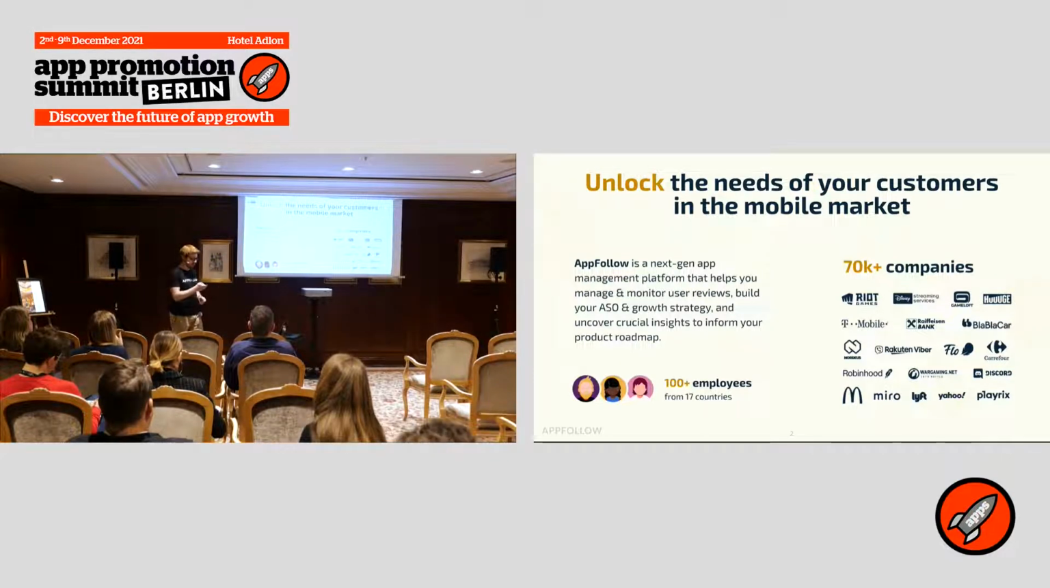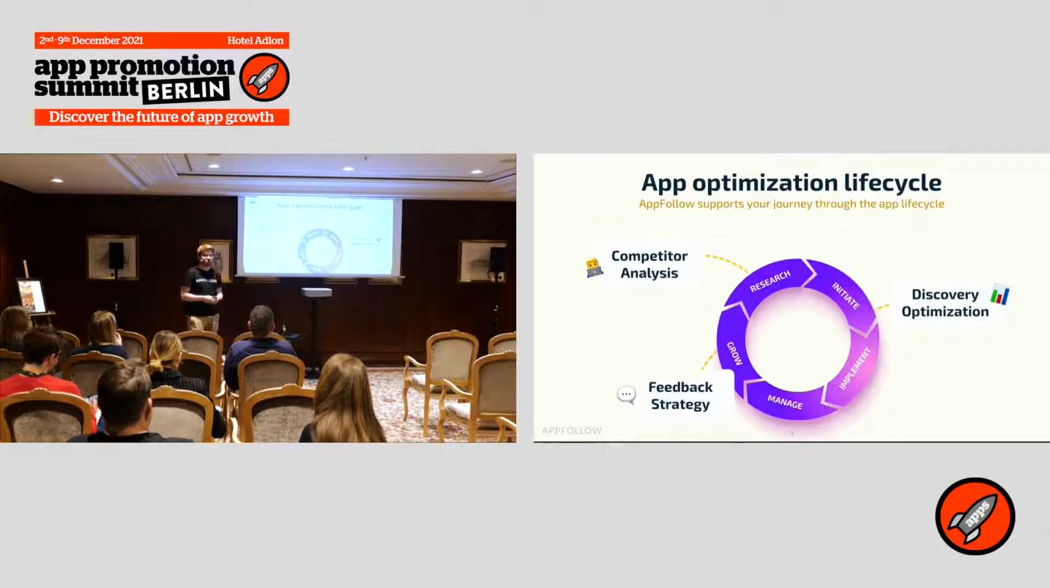So what we are going to talk about is the app optimization lifecycle. We're going to talk a little bit about competitor analytics, the discovery optimization that ASO actually is, and the feedback strategies. The main thing is the optimization lifecycle. You start from competitor analytics, then you move to discovery, think about ASO, you work on your feedback, and then you are back to analyzing what's happening on the market. While you're working with ASO and feedback, something may change, and we need to know what's there.